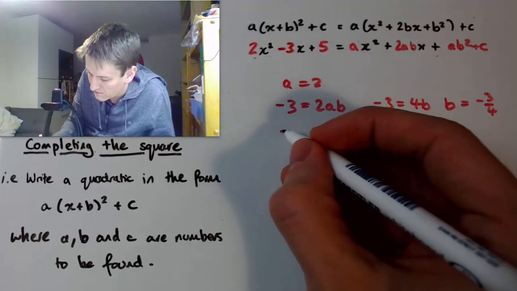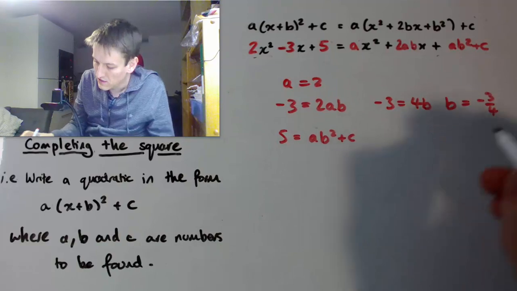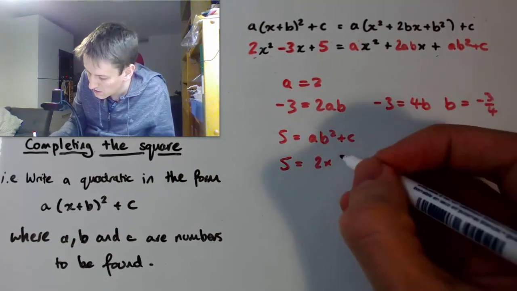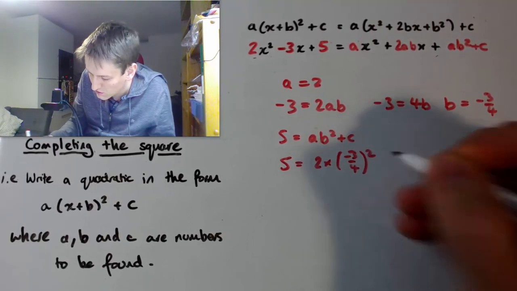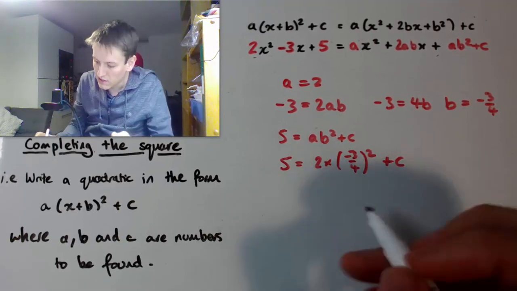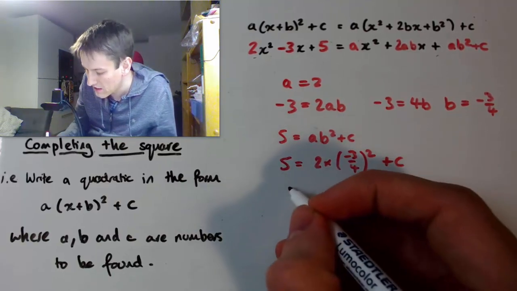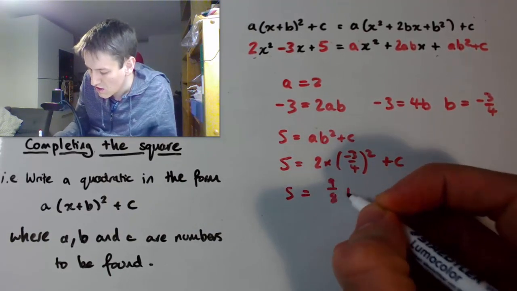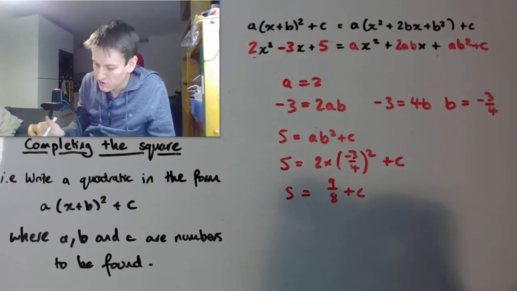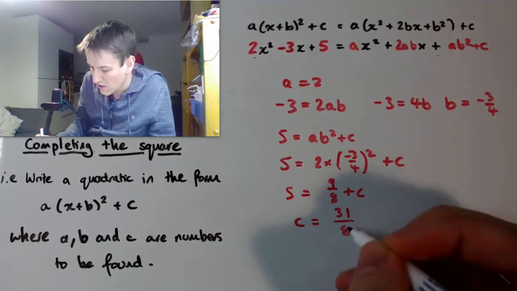And then finally I have 5 equals ab squared plus c. So I've got to be a little bit careful substituting my fraction in here, but again I know a is 2, b is minus 3/4, so I'm going to do minus 3/4 squared plus c. And you can work out what 2 times minus 3/4 squared here is. It's 9/16 times 2, so that's 9/8. So we've got 5 equals 9/8 plus c, so 5 would be 40/8, so that gives us c is 40 minus 9, which is 31 over 8.